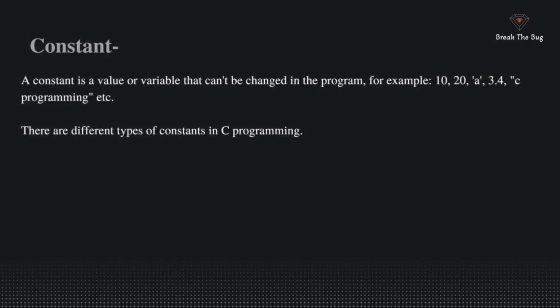Now, we will learn about constants. A constant is a value or variable that can't be changed in the program. For example, 10, 20, "C programming", etc. We never change the value or name of a constant. There are different types of constants in C programming, which we will learn in upcoming videos.